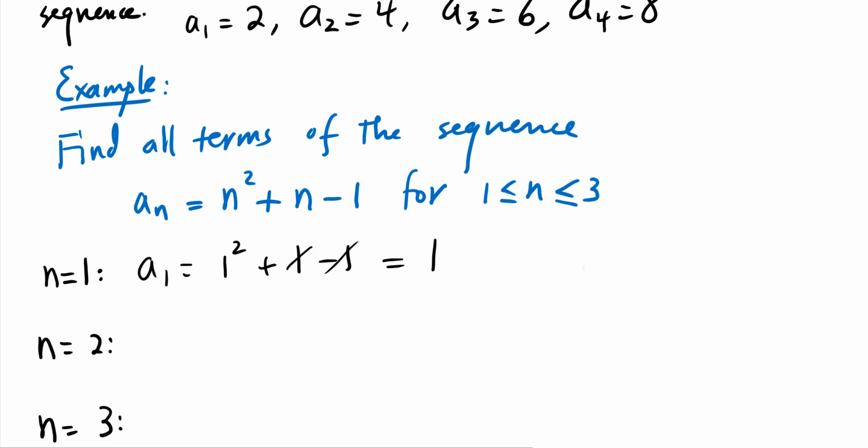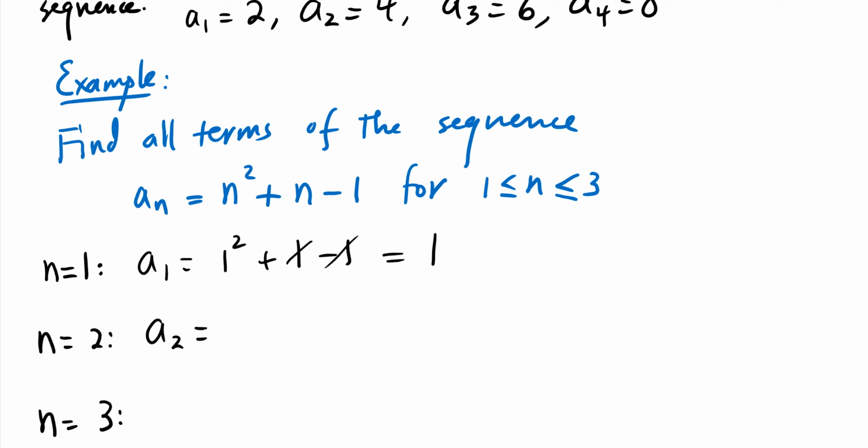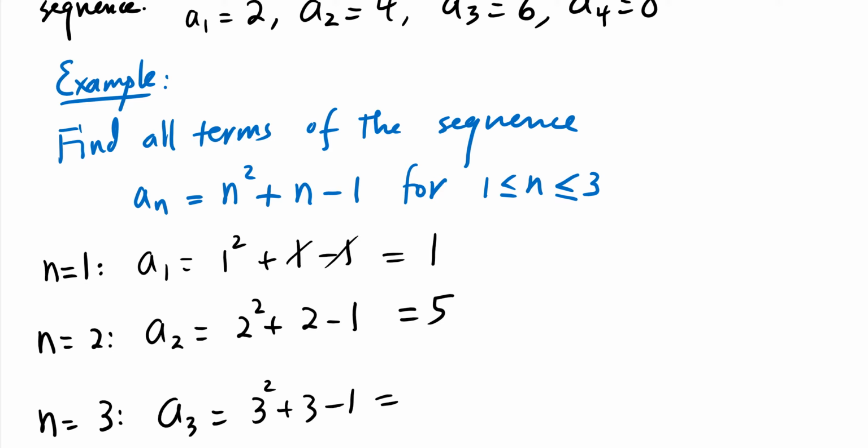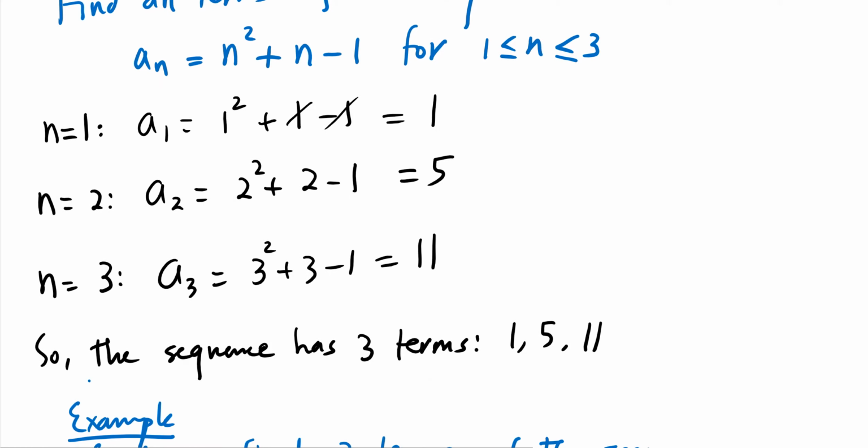For n equals 2, a sub 2 is 2 squared plus 2 minus 1. 4 plus 2 is 6, minus 1 is 5. a sub 3 is 3 squared plus 3 minus 1. 9 plus 2 is 11. So these are the terms of the sequence, the 3 terms. When they said all of them, these are all of them. So the 3 terms are 1, 5, and 11.